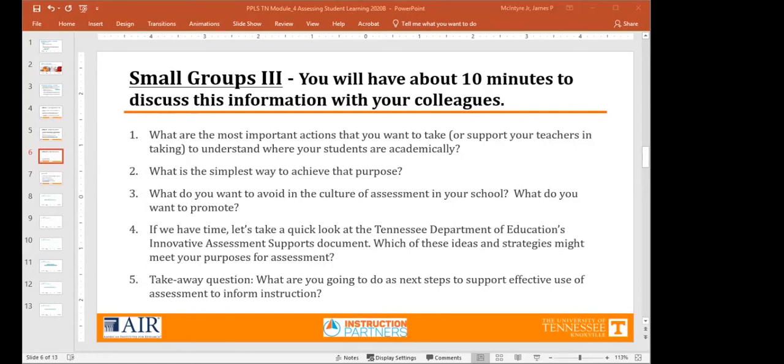We probably won't have time to look at the Tennessee Department of Education's Innovative Assessment Supports document, but I encourage you to go to our website and do take a look at that and think about which of the ideas and strategies that are outlined in there might meet your purposes for assessment. So I'm going to invite you back to small groups right now. We'll have probably about 6 or 7 minutes, then we'll come back together and wrap up and send you on our way about the top of the hour.